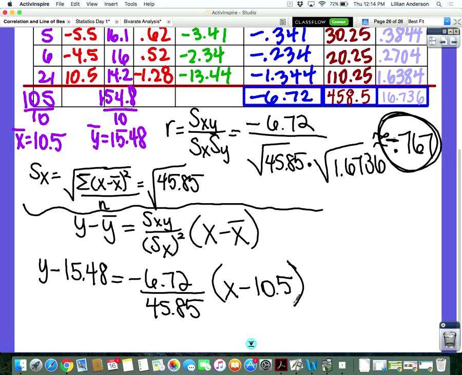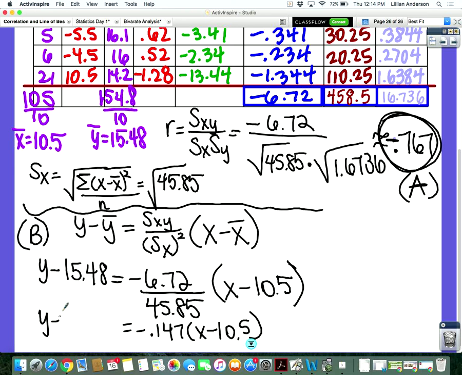Okay? Now let's simplify this. Let's divide the fraction, distribute it over, and get this into slope-intercept form. This is the answer part. What's negative 6.72 divided by 45.85? Negative 0.147. Let's distribute that over and let's get our equation into slope-intercept form.